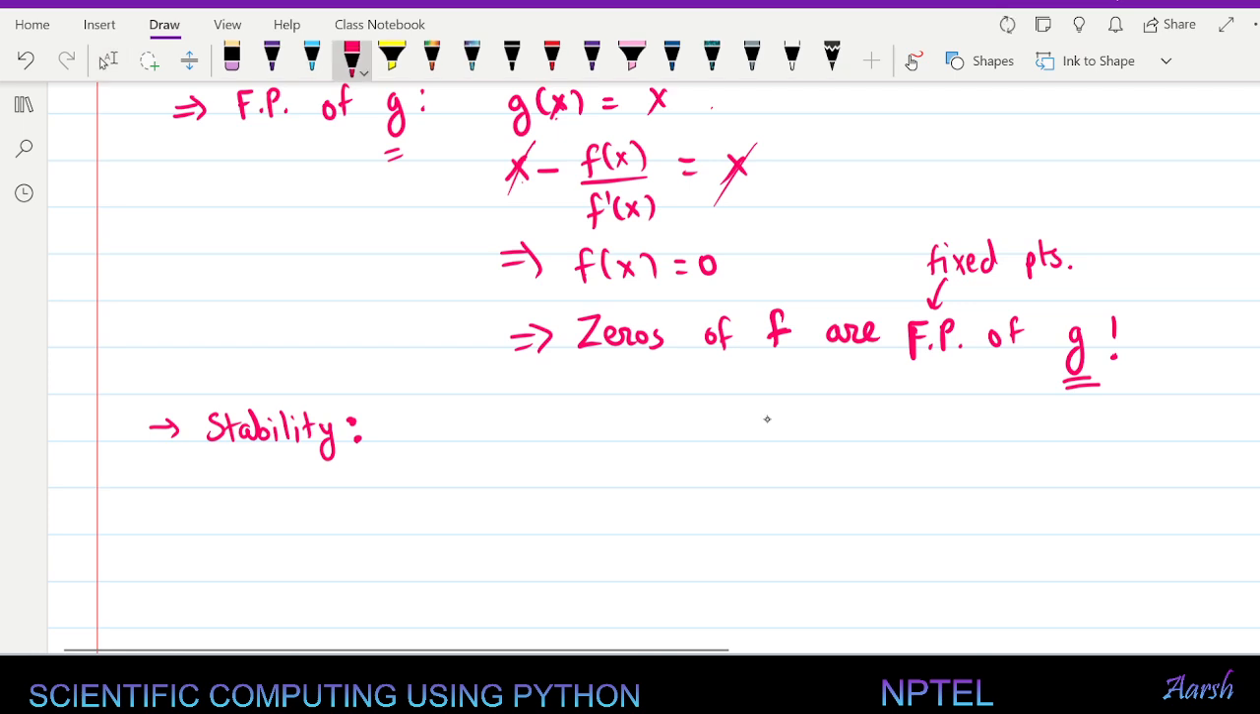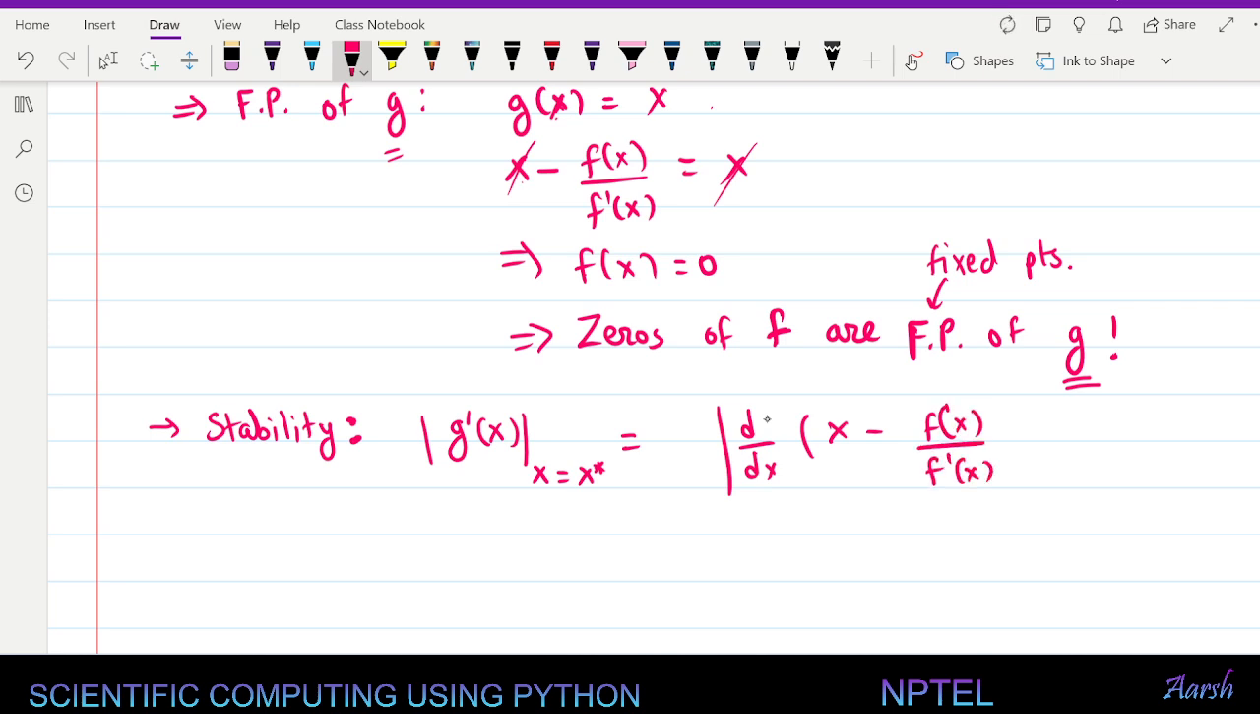And the main surprise is this: the stability. So how do you calculate stability? You calculate the derivative of the map function, absolute value at x is equal to x star. Okay. So the derivative is d by dx of what is g of x? It is x minus f of x by f dash of x.